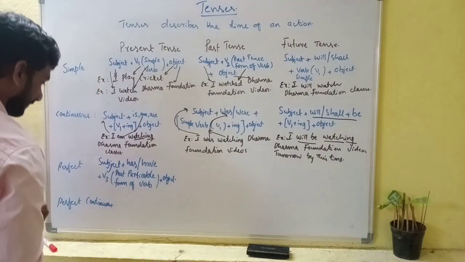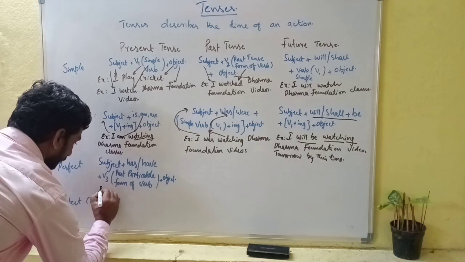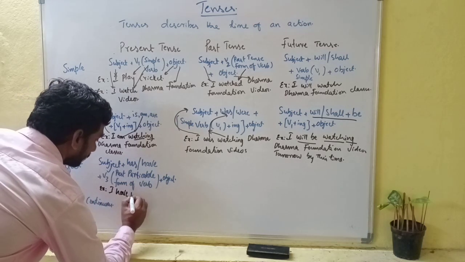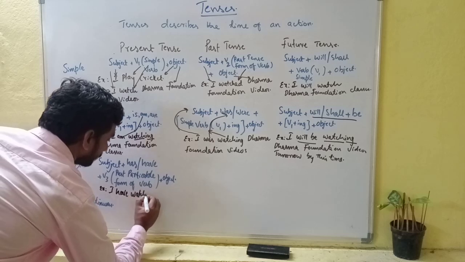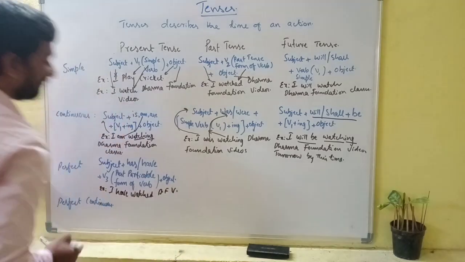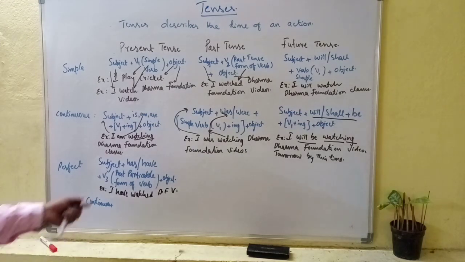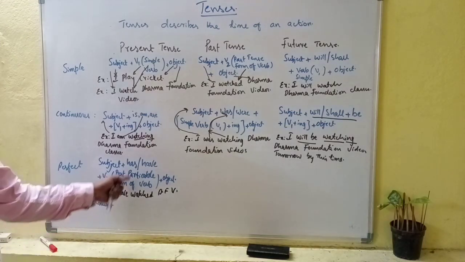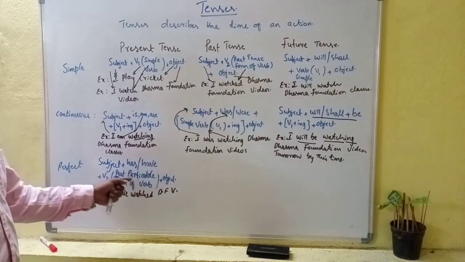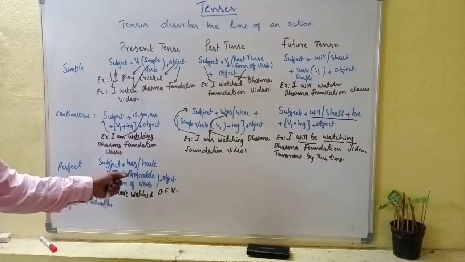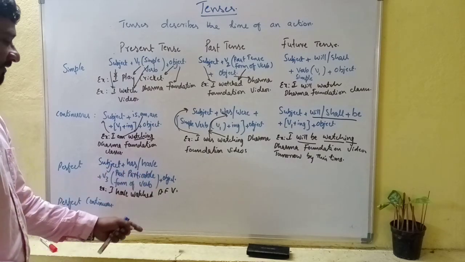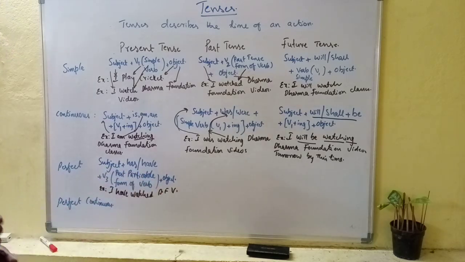Let's take an example. I have watched Dharma Foundation videos, DFV. So in this, I represents the subject, have represents the connecting word, watched is V3, which represents the past participle form of the verb, and the object is Dharma Foundation videos.